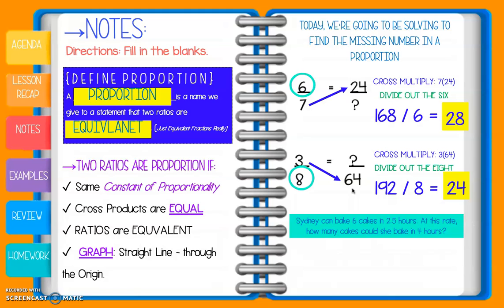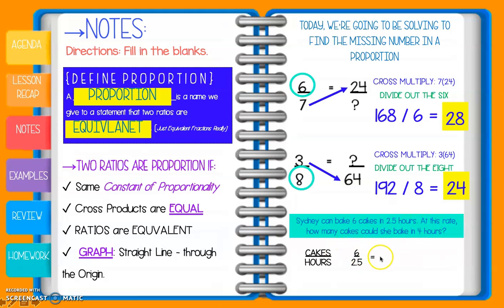It says Cindy can bake 6 cakes in 2.5 hours. At this rate, how many cakes could she bake in 4 hours? So we're going to define that proportion. We're going to say cakes are on the top of our proportion and hours are on the bottom. Then we go back into our real-world problem. We have 6 cakes, so that's going to go on the top, in 2.5 hours, so that's going to go on the bottom. And we're going to set that equal to, it says at this rate, how many cakes?